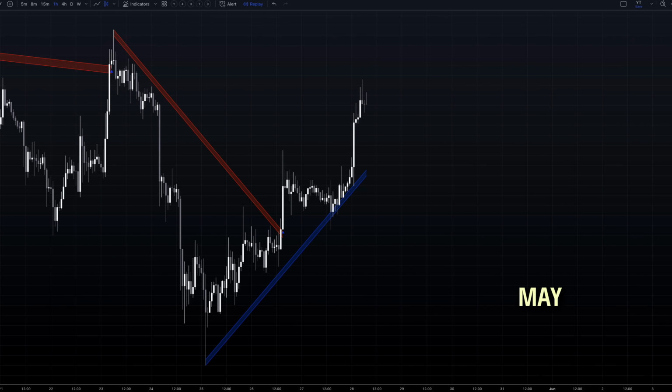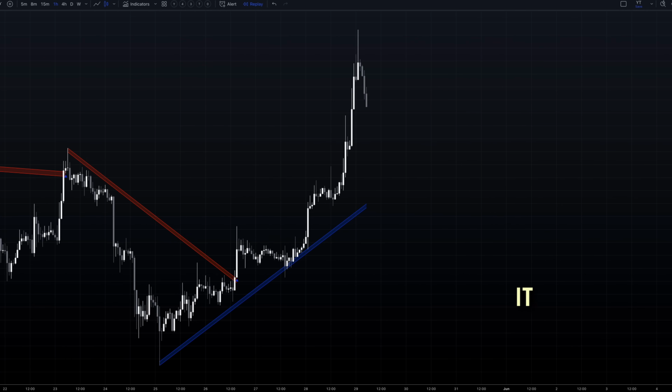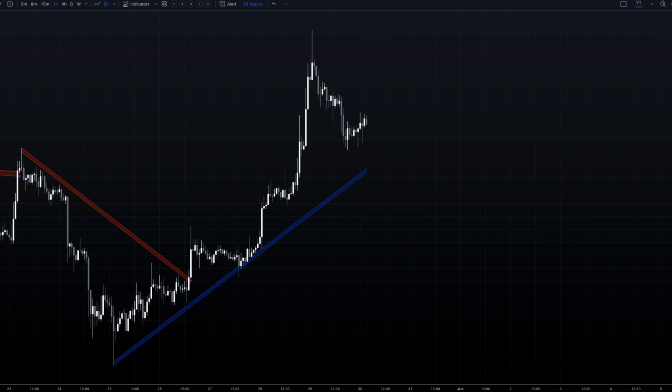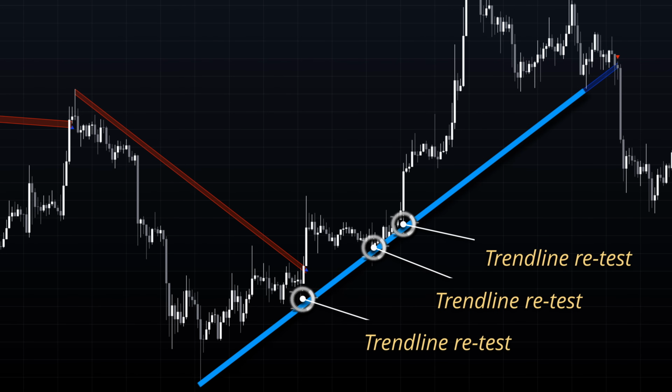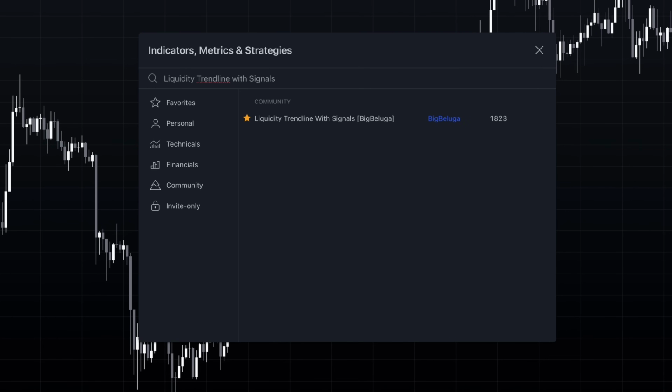After a breakout, price may return to the trend line, testing it as support or resistance. This retest scenario is an essential part of market analysis, as prices that bounce off the trend line may signal a continuation of the existing trend. It's called the liquidity trend line with signals by Big Beluga.